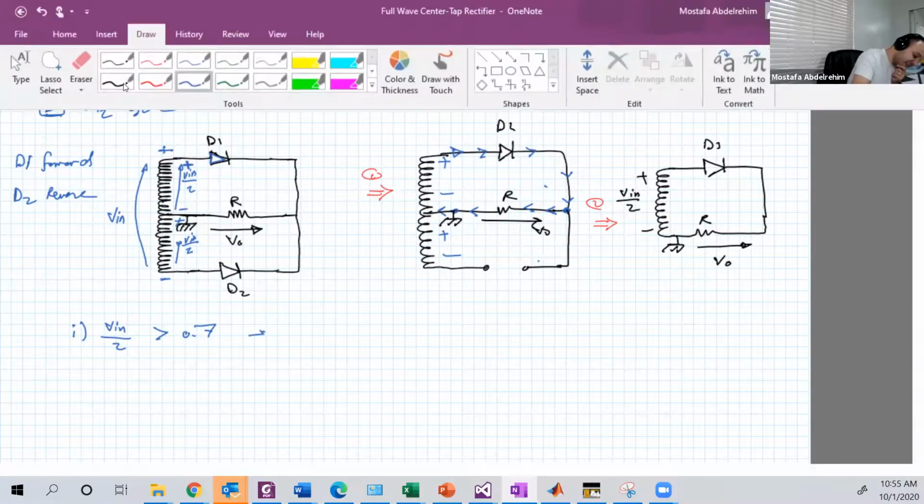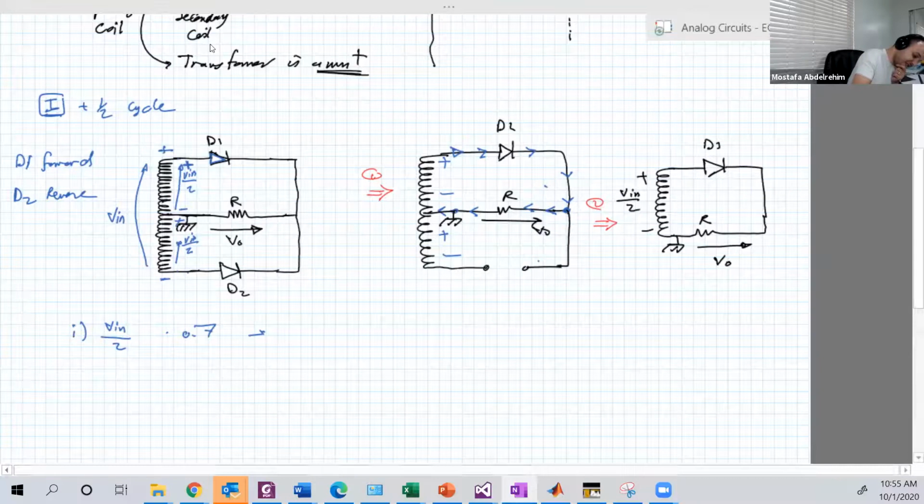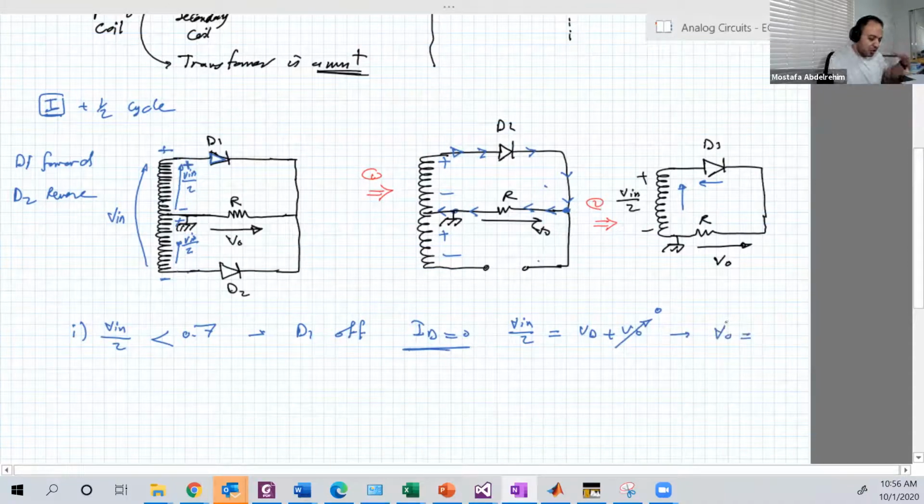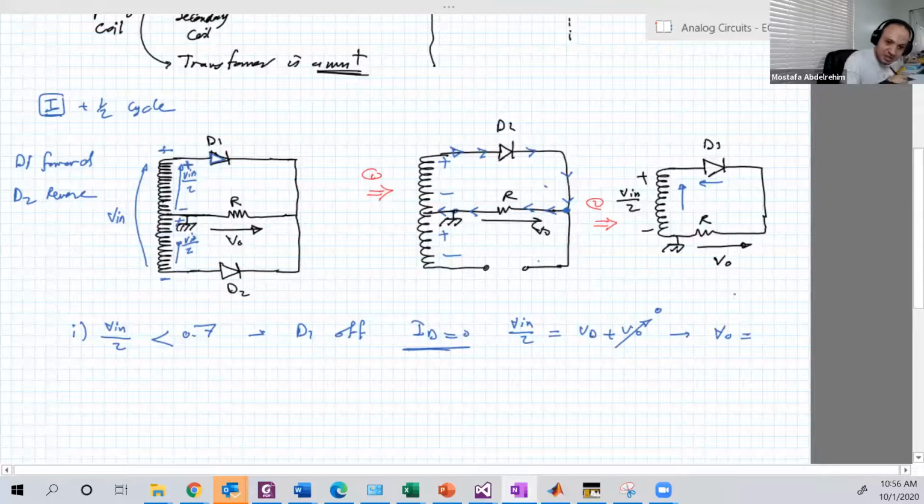Let's start with the less than case, to be consistent. So less than 0.7, so D1 will be off. It's forward but off. So ID is 0. So let's do the Kirchhoff. So V input over 2 equals Vd plus Vo. Vo is 0 because ID is 0. We don't need to draw this; it's actually your homework, to sketch the voltage on the diodes. So VO is equal to 0.